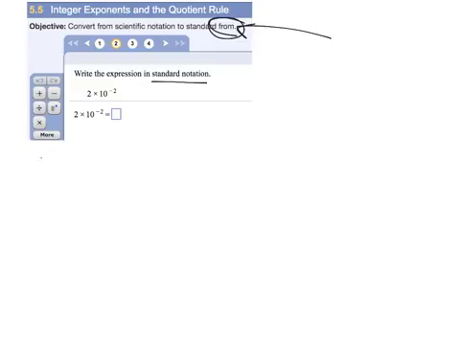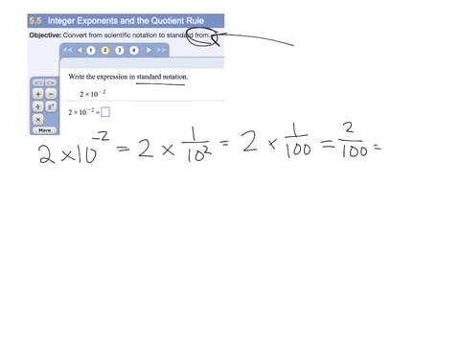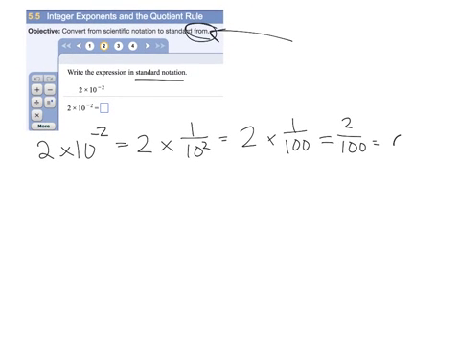So first we've got 2 times 10 to the negative 2nd power. So we need to know that technically speaking, this means it's 2 times 1 over 10 to the 2nd power, okay? Now that's technically what that means. And really this means 2 times 1 over 100. And if you wanted to, you could say 2 over 100, and that's equal to 0.02.